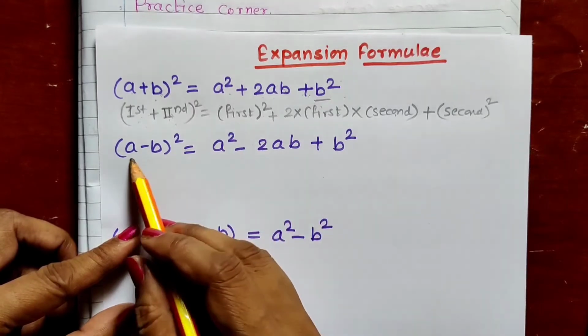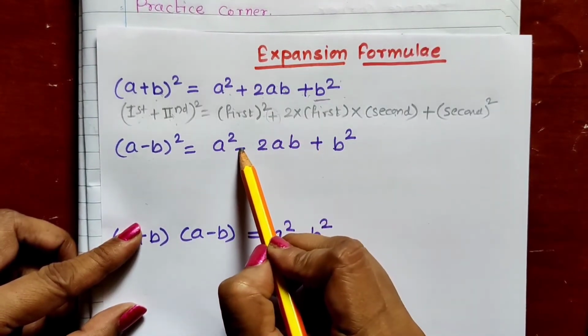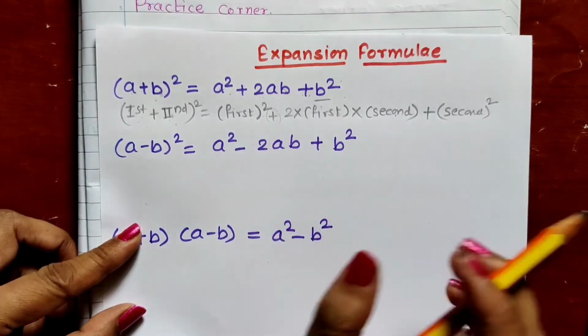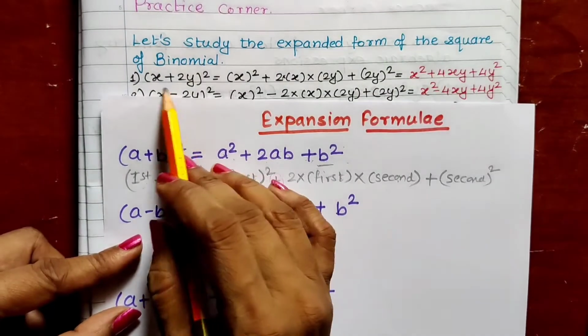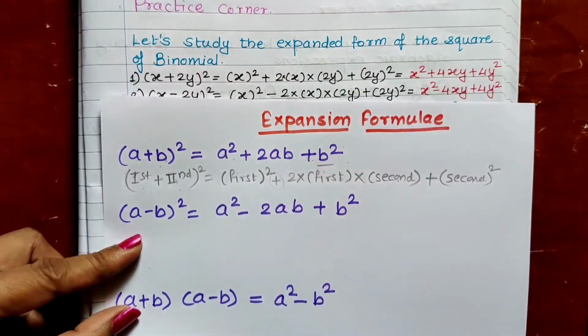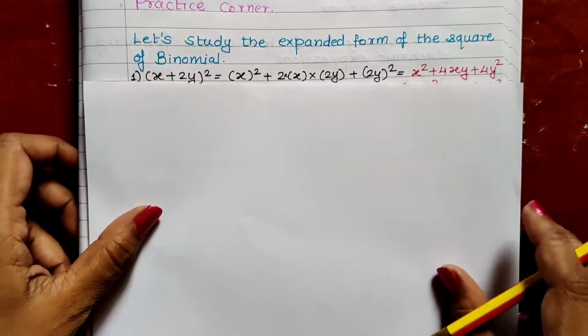Same thing we can do for (a minus b) whole square. In place of plus, we only have to write minus. Otherwise, the application of the formula is the same. So now let us see this first sum, (x plus 2y) whole square. I will be explaining this sum on my page again.